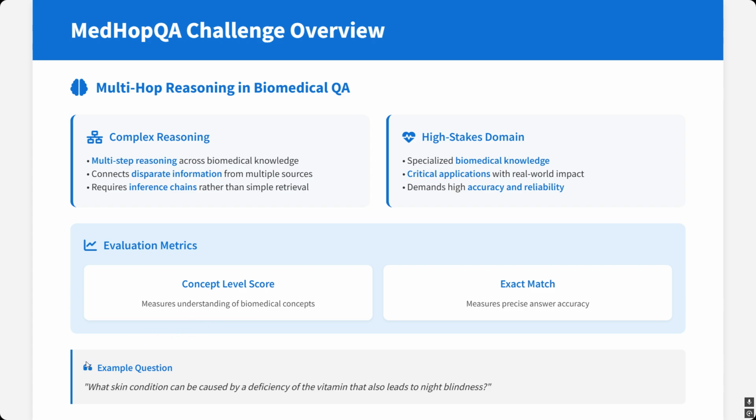Speaking of what kind of question, there is one example here, which is: what skin condition can be caused by a deficiency of the vitamin that also leads to night blindness? As you can see, this question is not very difficult, but at the same time, it is kind of indirect. So that's why some AI systems cannot solve it easily.